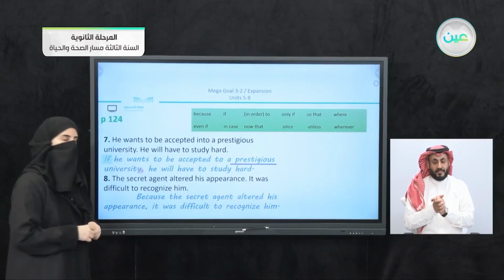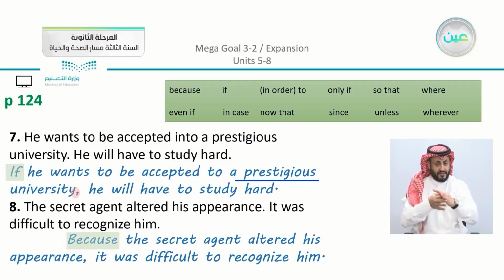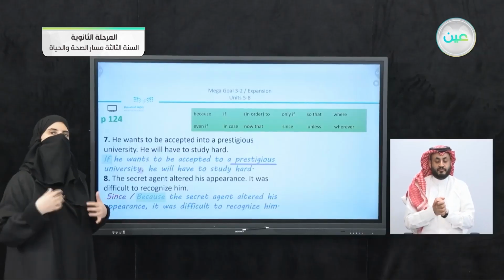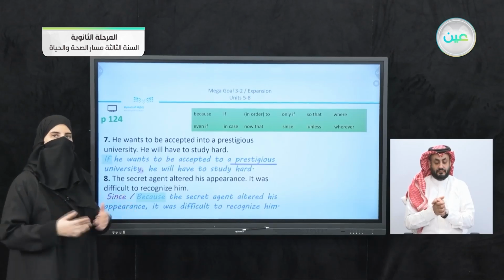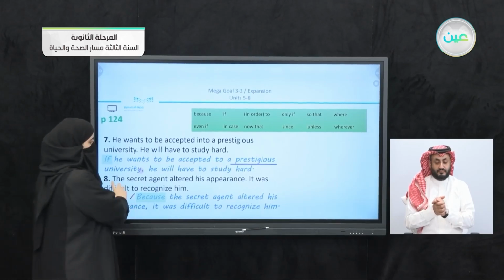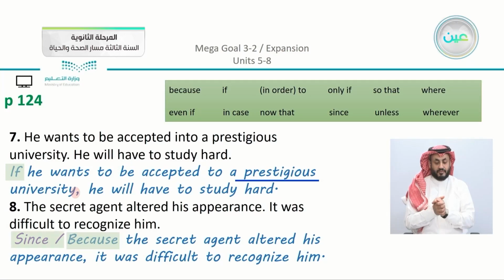So we have here the conjunction because, and you can see that since can also be used. So there are two options here. We can use either since, or if you chose to use because, both of them are correct. Okay, after that we have here our comma.